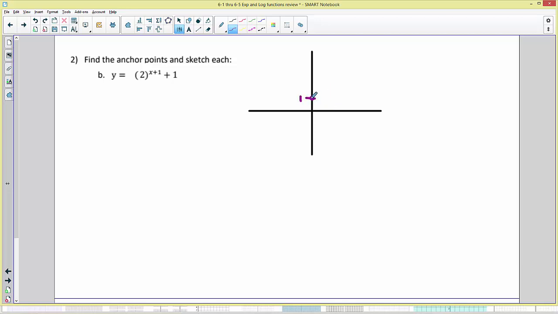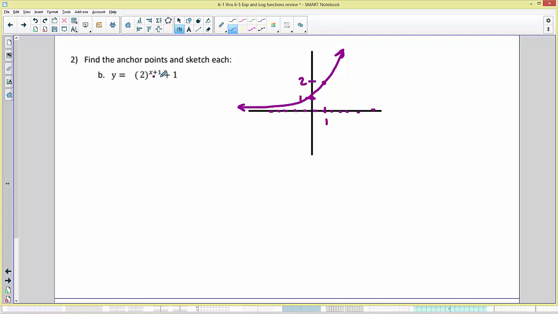I got to label this 1. 0, 1, and of course 1, whatever the base is. In our case, that's 2. Okay, very simple. So the parent function looks like this. And then it goes up, and the horizontal asymptote is here. Okay, but a couple of things happen here, right?